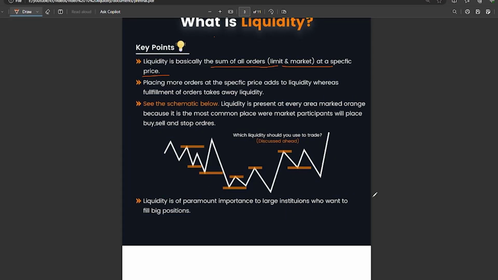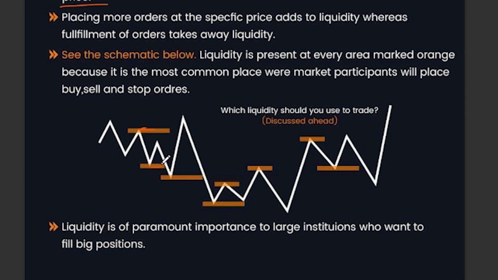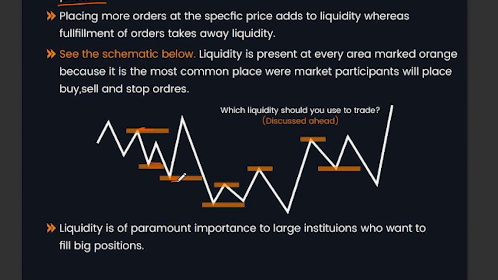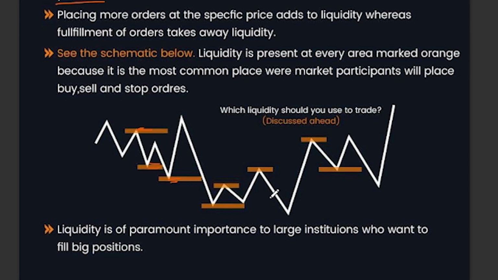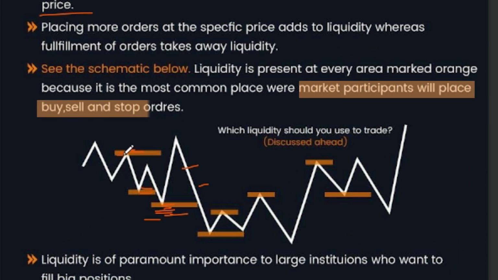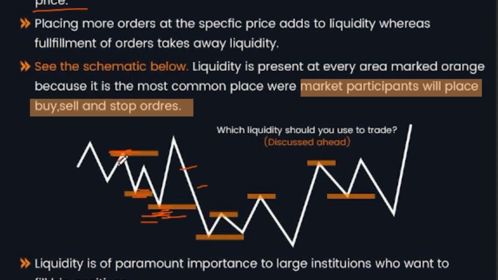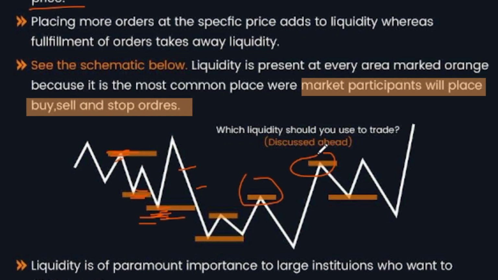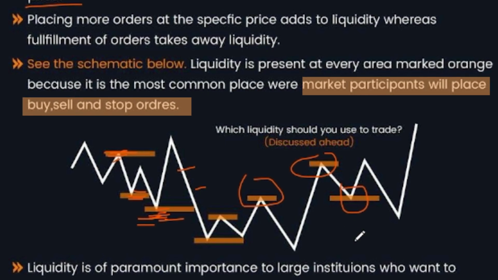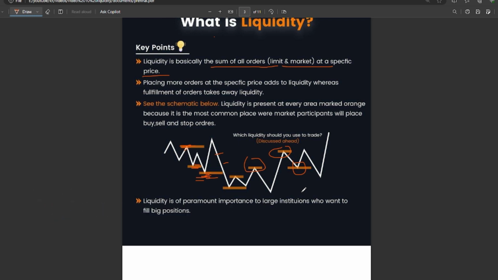Now let's see where liquidity is present in the charts. So I drew a schematic for it. You can see at every turning point liquidity is present. Every point which is marked with an orange rectangle, liquidity is present there. Now you may ask, why is liquidity specifically present there and not on these legs, and is present on these turning points? This is because market participants place bulk of their buy orders and limit orders at these turning points. So there are bulk of orders accumulated here. So most of the liquidity is present at the turning points. Furthermore, we will see which liquidity is really important and which should be used to take trades.